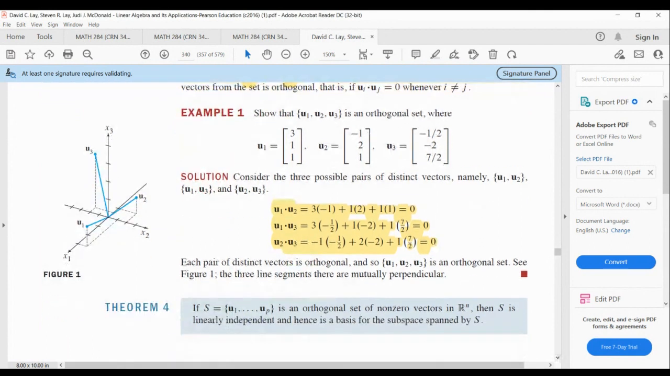Now it's sort of obvious, but by theorem 4, if you have a set of orthogonal vectors, then that set is automatically linearly independent, and hence is a basis for the subspace spanned by the set. So let me show you another nice example of this. One moment, let me get my stylus.